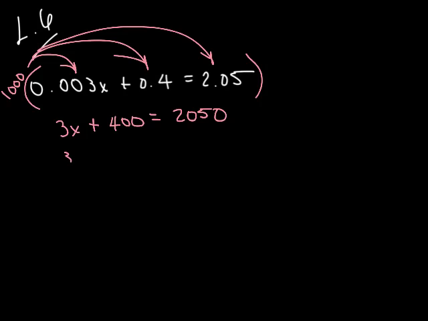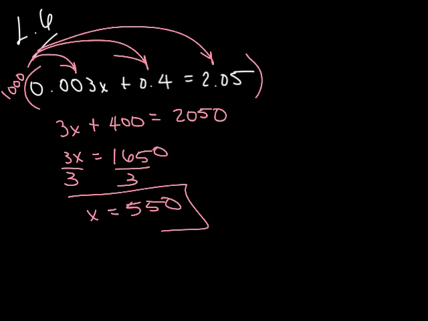And then we just solve. 3x equals 1650. Divide by 3, divide by 3, x equals 550, and that's your answer. You do not have to go back and put the decimals back in or anything. That is the answer that we're looking for. So we're good to go there.